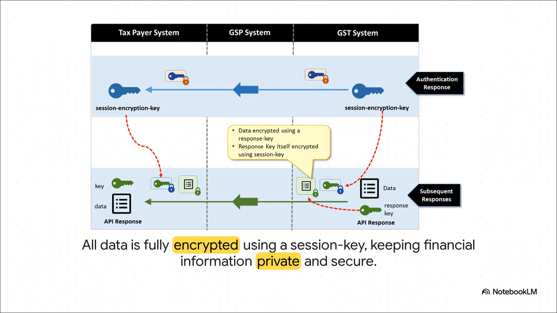As soon as that private channel is open, every single piece of data, every invoice number, every tax amount is completely scrambled and encrypted before it even leaves your system. And it stays that way until it arrives safely on the other side. This is what guarantees that your financial data stays completely private and secure, from start to finish.